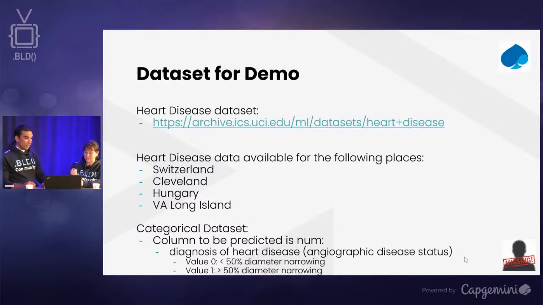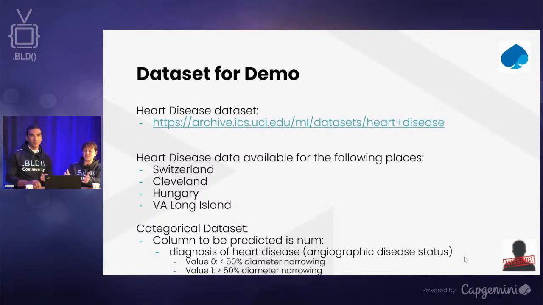Yeah, so specifically this one, you said it's an open data set. It's on that website where you can see it. There were 4 different places: Switzerland, Cleveland, Hungary, and VA Long Island. We only have half an hour or so to cover the practical part, so we'll be looking just at Hungary.